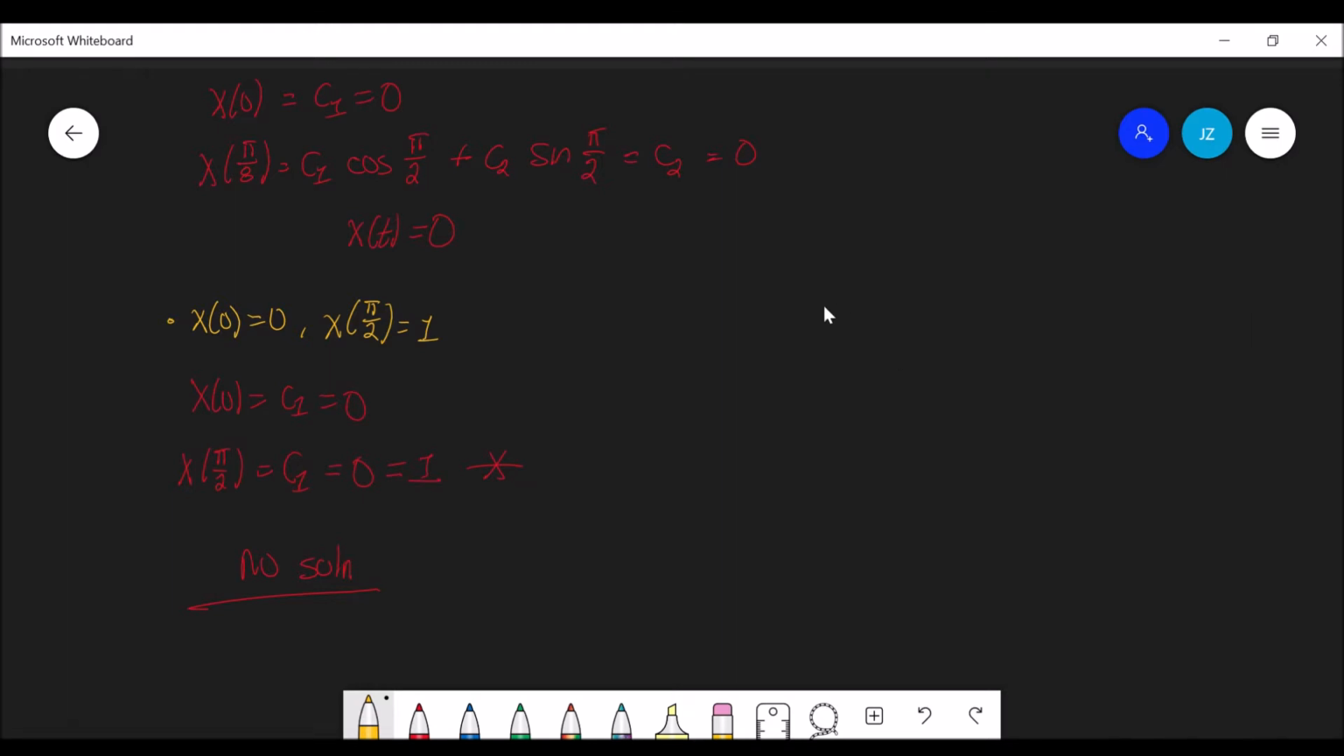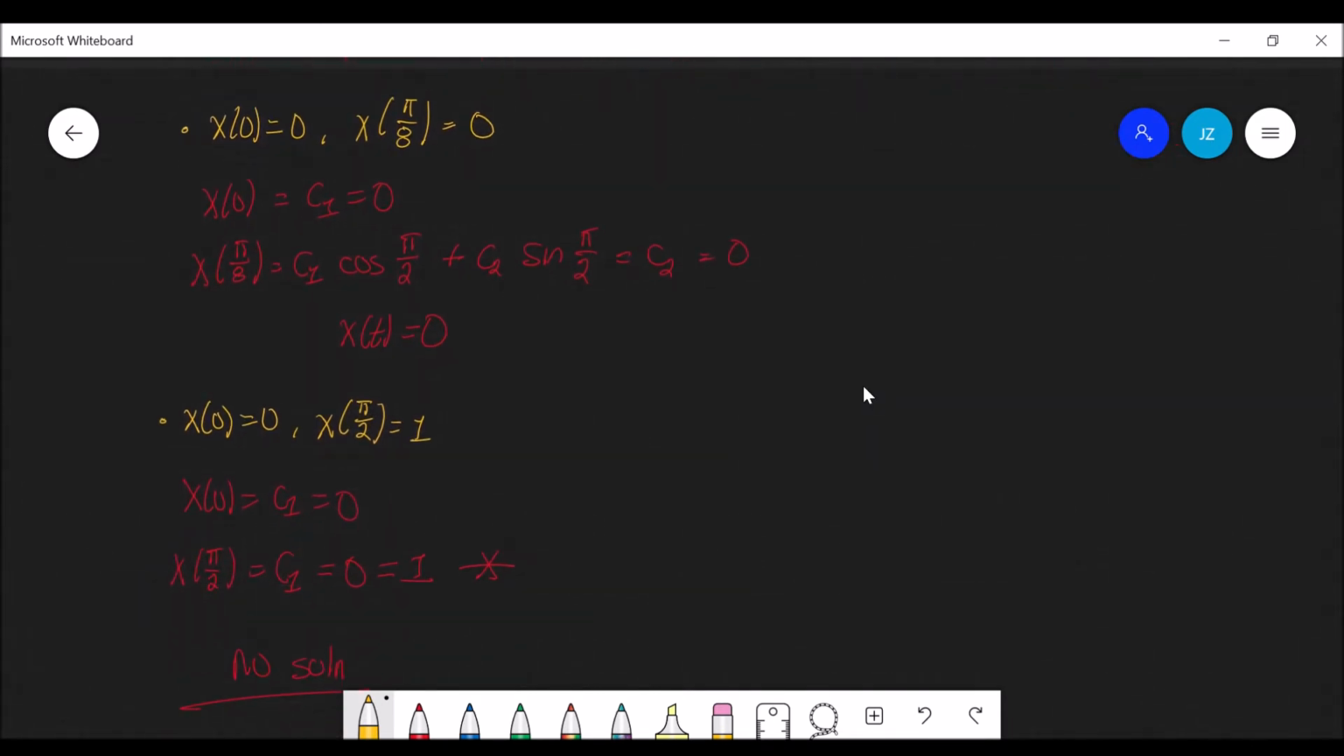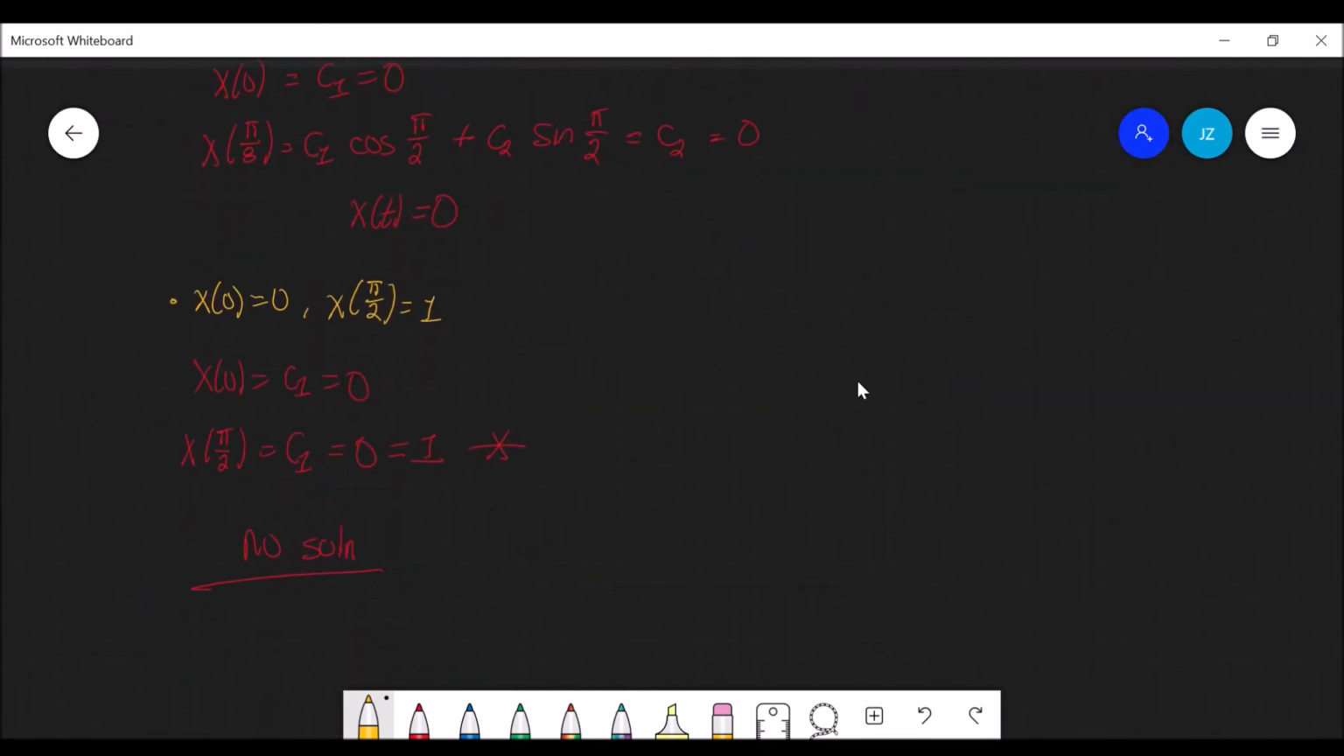So we've seen now that depending on the boundary conditions, we have 3 possibilities. We can have an infinite number of solutions. We can have a single solution, or we could have no solution.